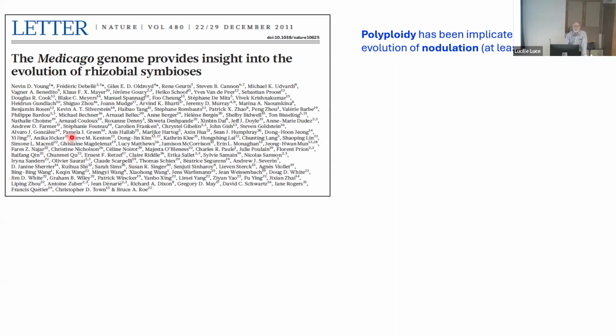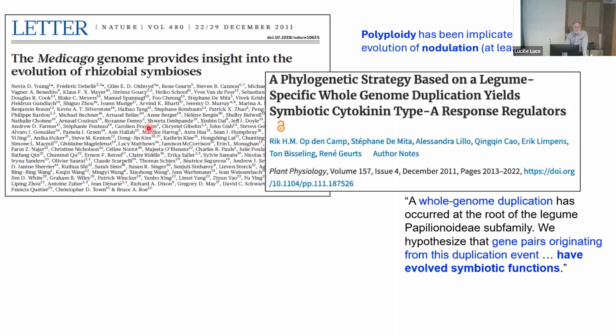So when soybean was sequenced, it showed it had that whole genome duplication as well. Looking at this, people speculated, well, okay, you've got a whole genome duplication at the base of this whole group of legumes. We know that whole genome duplications can spur novelty. Nodulation also seemed to be unique to legumes, or at least probably evolved there. And so the speculation was that polyploidy either caused nodulation to occur or modified it if it already existed.